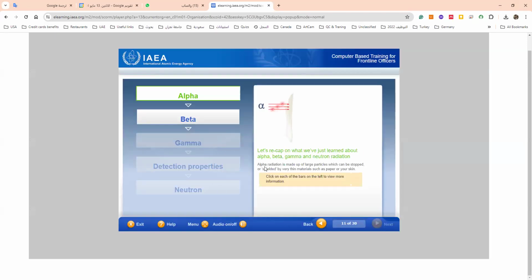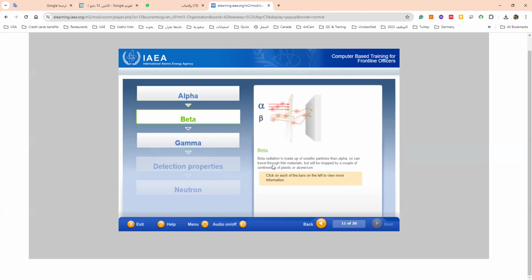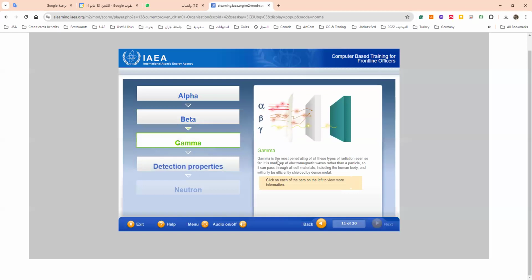Alpha radiation is made of a large particle which can be stopped or shielded by very thin materials, such as, as we said, paper or your skin. And beta, again, is made of a smaller particle than alpha. And gamma here is the most penetrating of all these types of radiation seen so far. It is made up of an electromagnetic wave rather than a particle.